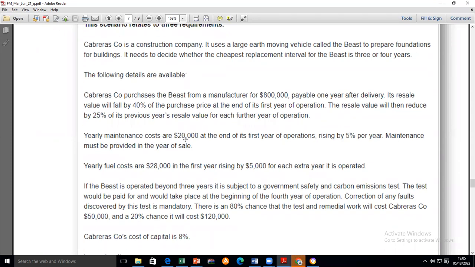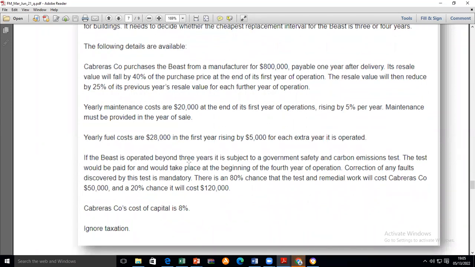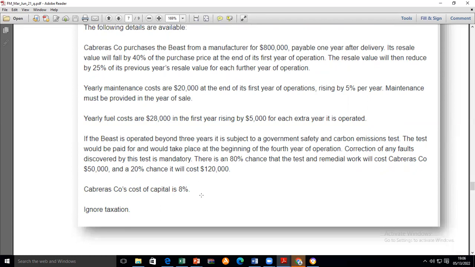There's a lot of numbers in this question. If the BEAST is operated beyond 3 years, remember the 3 or 4 year cycle, it is subject to a government safety and carbon emissions test. The test would be paid for and would take place at the beginning of the 4th year of operation. Correction of any faults discovered by this test is mandatory. There's an 80% chance that the test and remedial work will cost C 50,000 and a 20% chance it will cost 120,000. There's a bit of risk and uncertainty here. We're not certain over how much this will be. And I'm sure all of you can remember what method you are likely to use to resolve this uncertainty, isn't it? And the cost of capital is 8%.